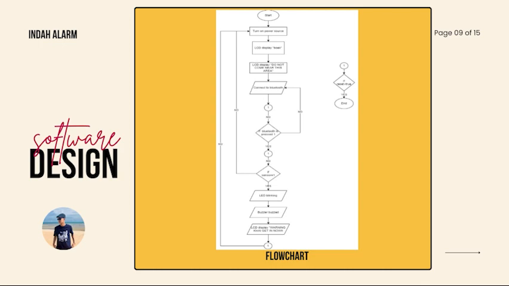If the user presses 1, if Bluetooth equals 1, and if the IR sensor detects some movement, the LED will blink and the buzzer will buzz. At the same time, the LCD will display warning Kai, get in now. If the user presses 0 in the Bluetooth app, nothing will happen in the system.